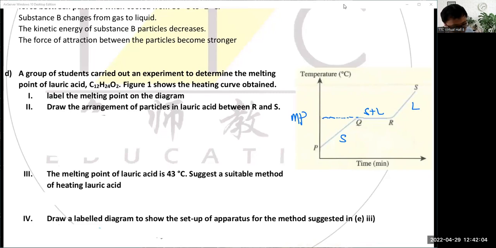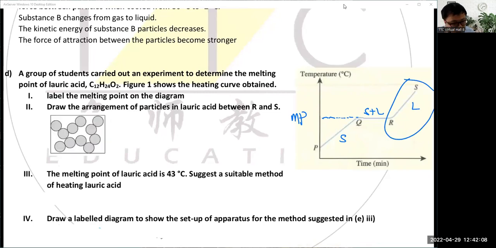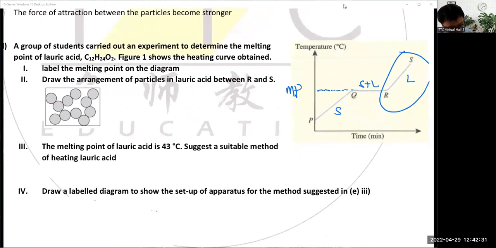Okay, then draw the particles between R and S. Between R and S is liquid state. So for liquid you have to draw not orderly arranged, and they all must connect to each other. You cannot separate them, it's all connected, because liquid doesn't separate like gases. Unless your water splits into two parts, all the particles still connect with each other.